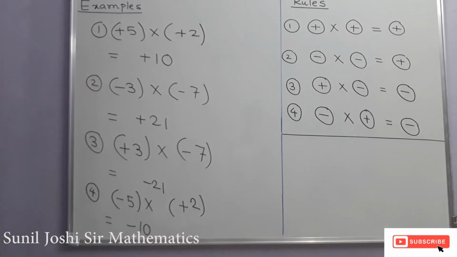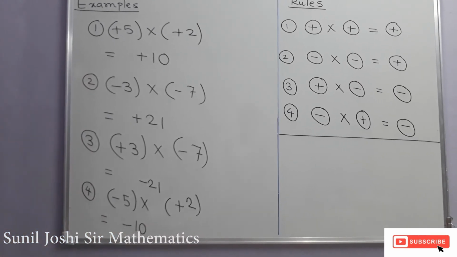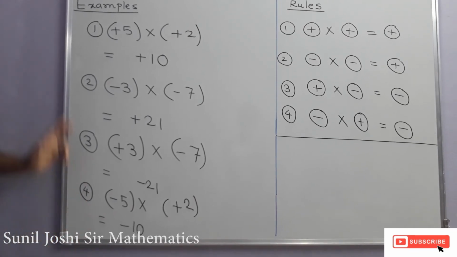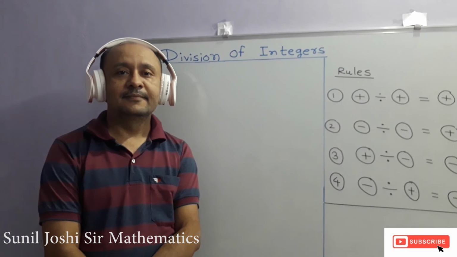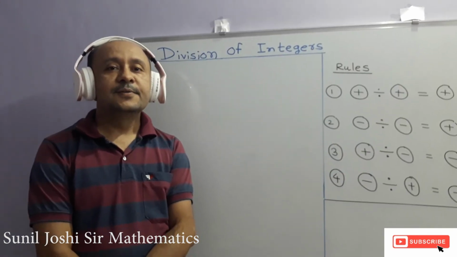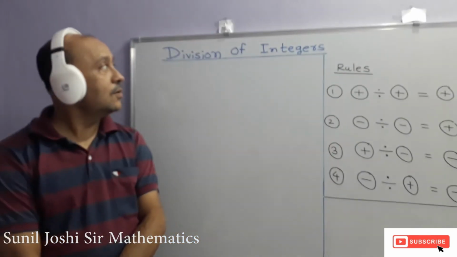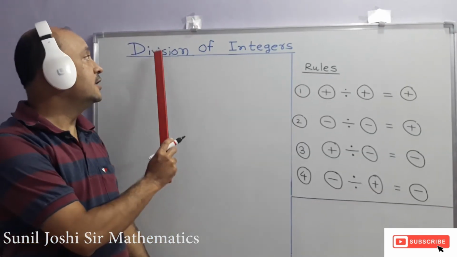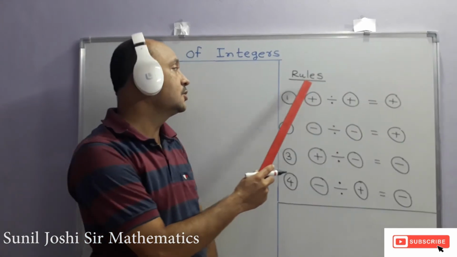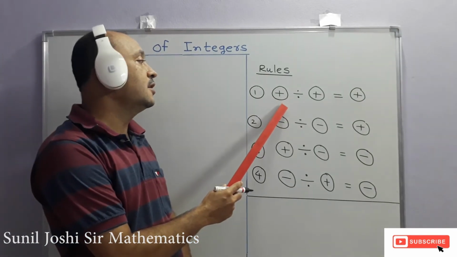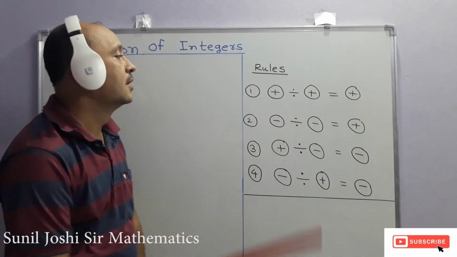So I think these examples are enough for this. So see the rules of product of integers. So students, let us see the last operation of integers, that is division of integers. So let us concentrate on the rules first. You will see the rules of multiplication and the rules of division are the same.